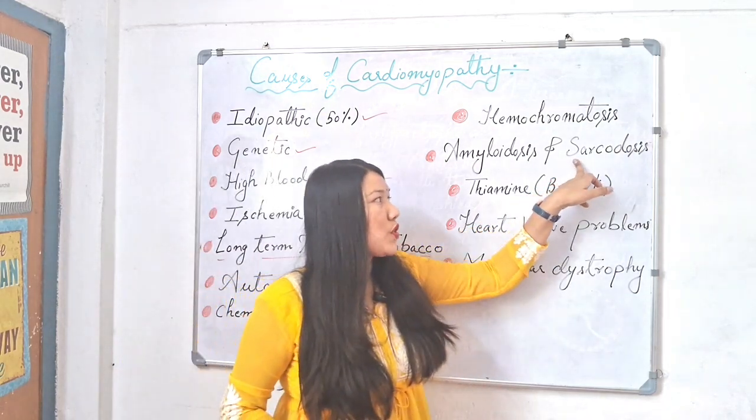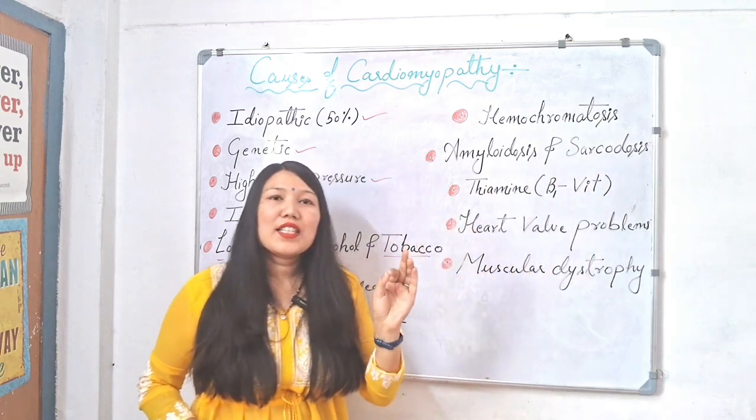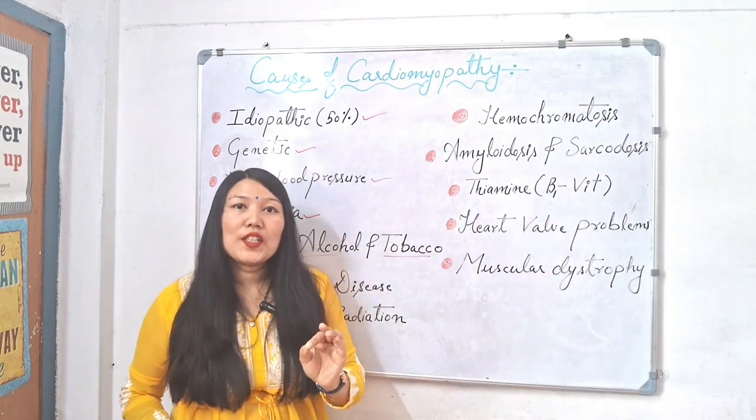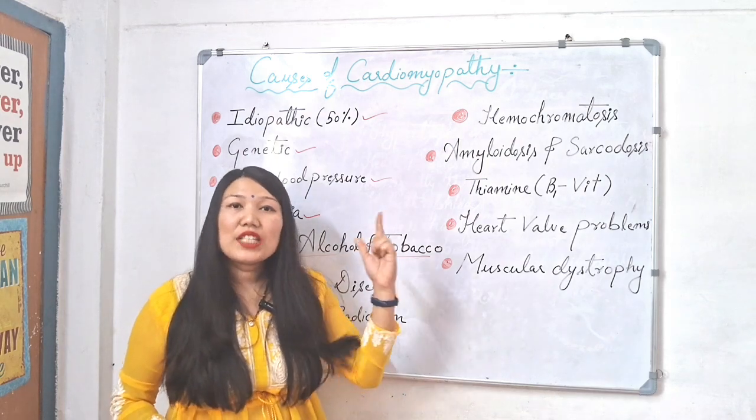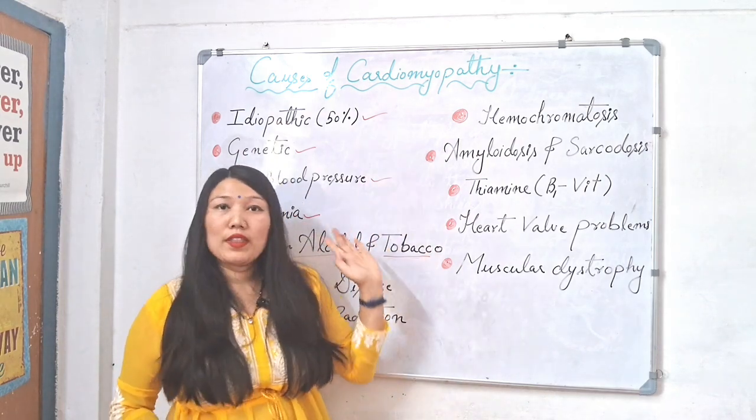Next we have sarcoidosis. Sarcoidosis means when there is some granuloma or scar formation in our lungs or heart, then it is called sarcoidosis, which again creates a cardiomyopathy condition.